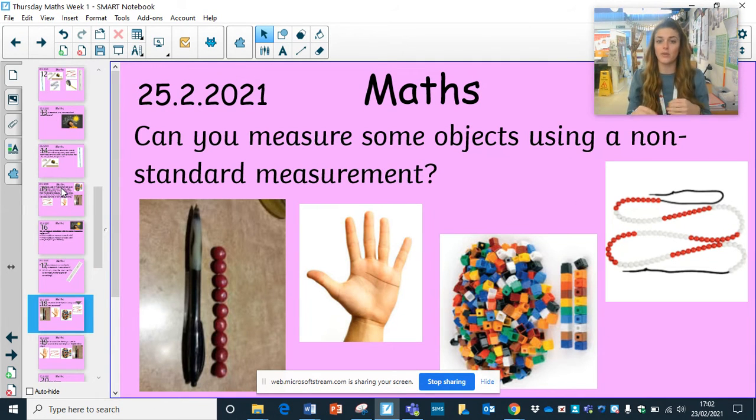Then, once you've had a go with using standard measures, how can you try and measure some objects using non-standard measures? There are some examples here. The height of the pencil, how many sweets tall is it? You might want to use hands, or any other objects at home. So remember, be creative, use some different things at home.